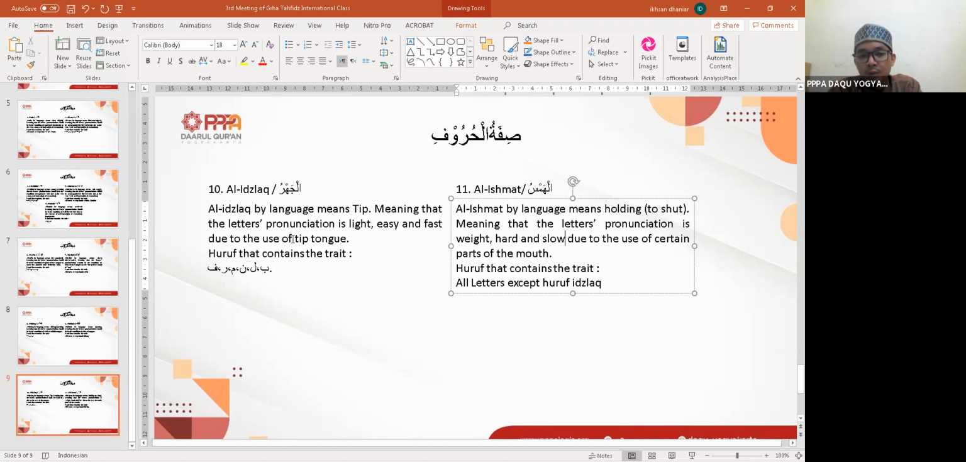So we know that huruf hijaiyah, or the Arabic letters, are 28. The six huruf are al-izlaq, which means they are the easiest huruf to pronounce, and the 22 others are hard, weighty, and slow to pronounce, because you have to use certain parts of the mouth to pronounce the huruf.